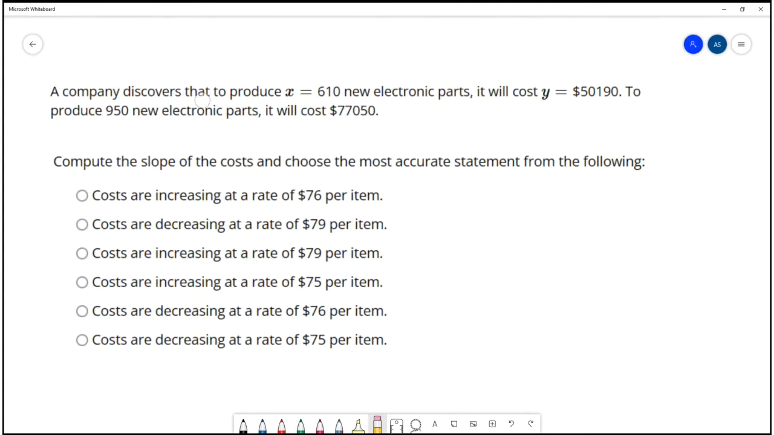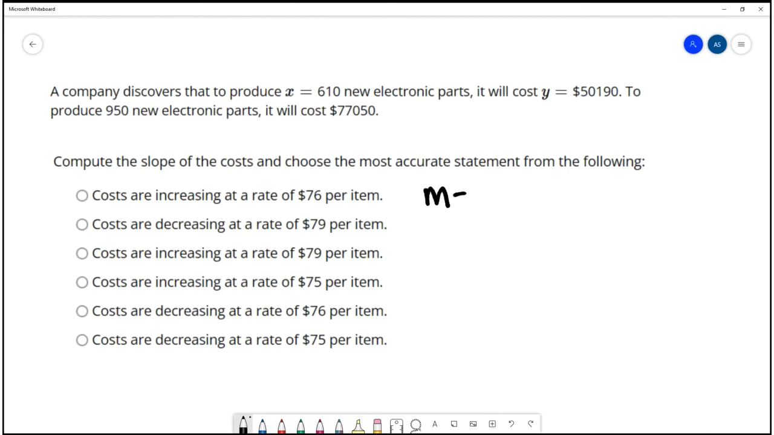A company discovers that to produce 610 new electronic parts, it will cost $50,190. To produce 950 new electronic parts, it will cost $77,050. Compute the slope of the costs and choose the most accurate statement from the following. We'll read over those statements after we've calculated the slope.